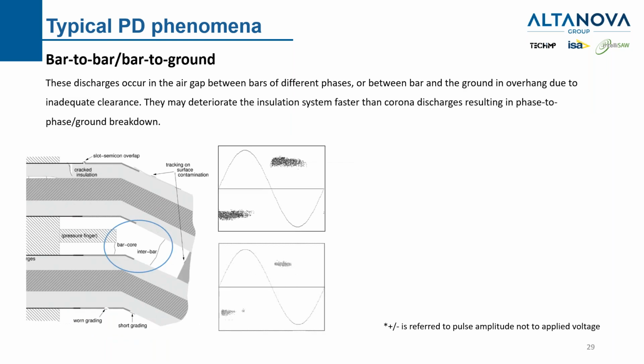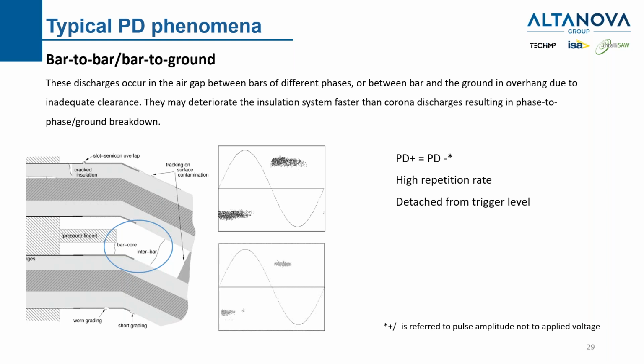One of the last phenomena is not exactly an insulation defect. We are talking about bar-to-bar and bar-to-ground discharges. They occur in the overhang of the generator between the bars and the pressure finger, or between the two bars. This PD occurs in the air. In fact, they belong to the Corona family of PD, and they are characterized by very regular behavior between positive and negative. We have a super high repetition rate of the PD, so we have many of these events each second.